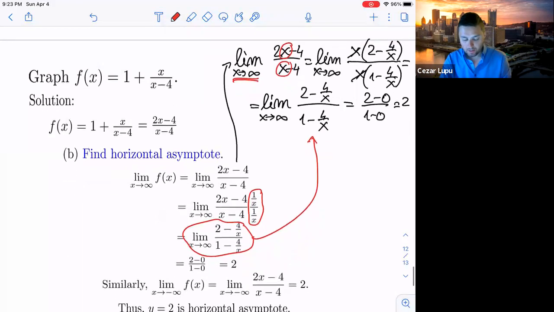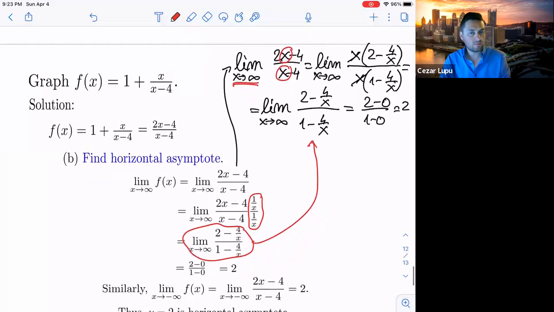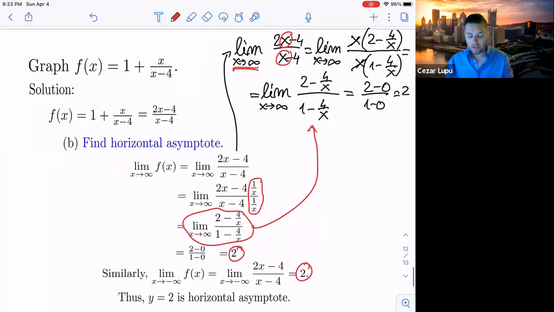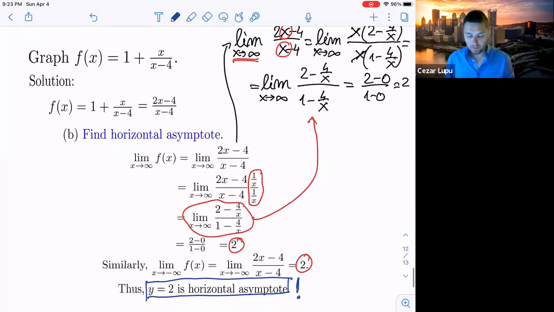Okay. This happens when x approaches positive infinity. At negative infinity, it will be the same thing. The value will be 2 again, so the two values will coincide. And therefore, here we go. We can say that y equals 2 is a horizontal asymptote. That's the thing that we would like to keep in mind. All right, beautiful.